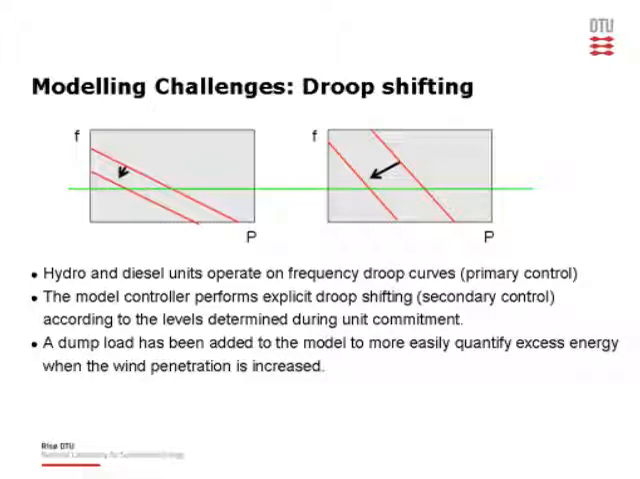And in our model, the controller performs what we call explicit droop shifting. In other words, it will shift the droop curves by a definite amount according to the levels that were determined in the unit commitment. So if a particular generator was required to generate a particular amount, then we shifted the droop curve so that it would do that.